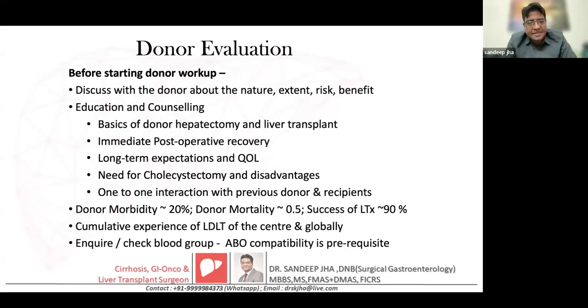So before we begin the donor evaluation, we have a discussion with the donor so that he understands all these aspects of liver donation. He also understands that he's doing a good deed, but he stands a 0.5% risk to life when he goes for a liver donation, along with the long-term expectations. Also, every donor has his gallbladder removed, because the gallbladder is attached to the base of the liver, and when we cut the liver in two halves, the gallbladder is useless after that and might cause problems. So we remove the gallbladder while doing the donor hepatectomy surgery.